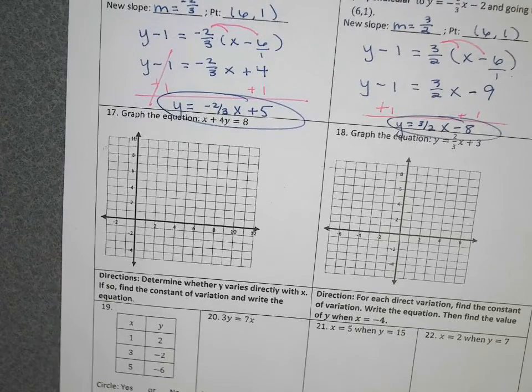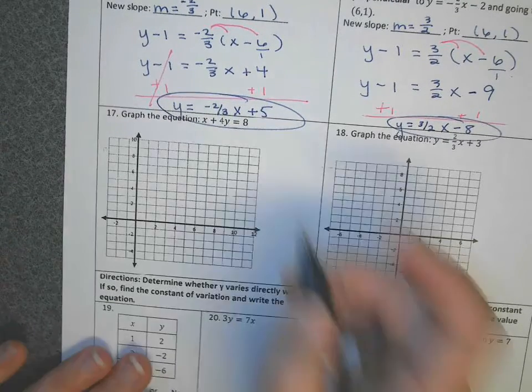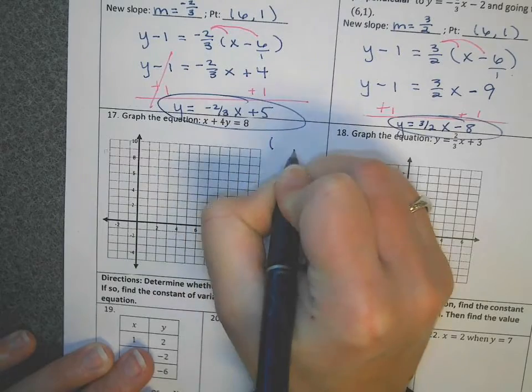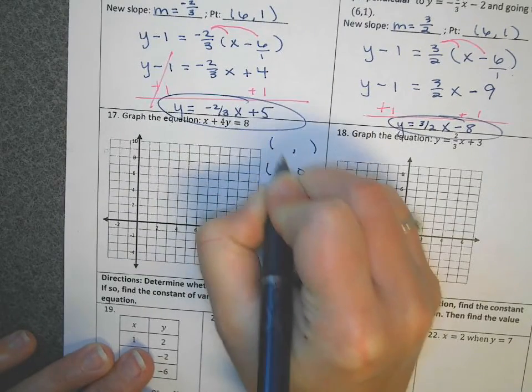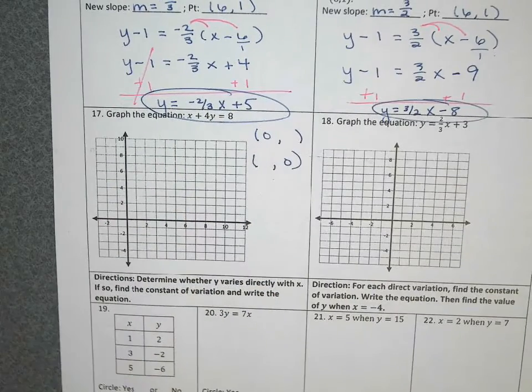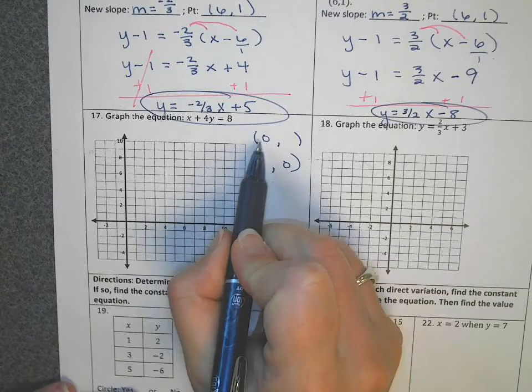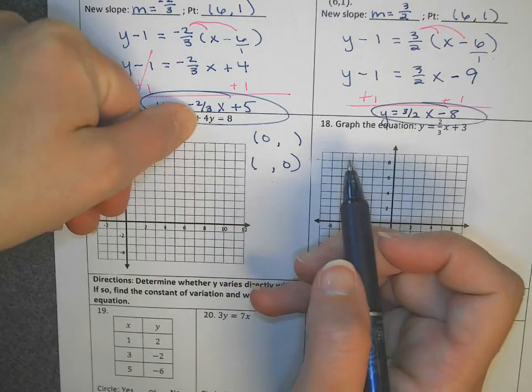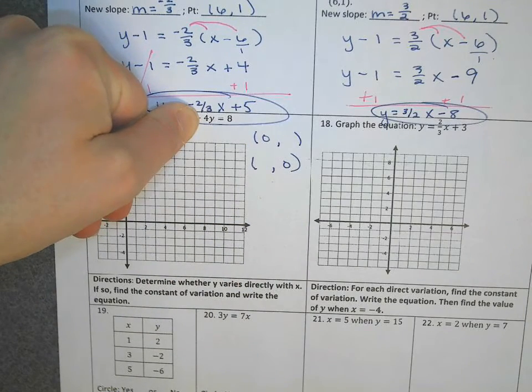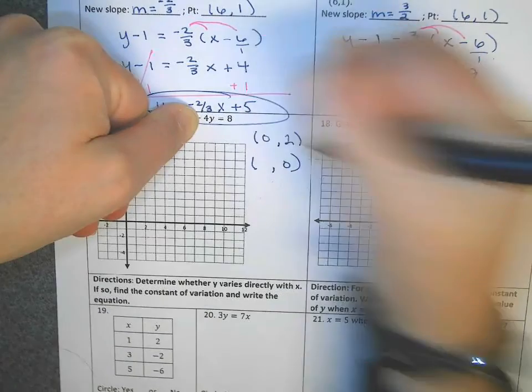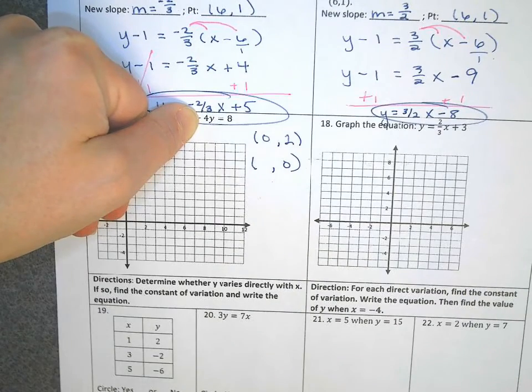All right, graphing. Graph the equation. The easiest way to do this one is to find both intercepts. If I plug a 0 in for x, this part goes away. 4 times what y value equals 8? So y has to be 2 if x was 0.